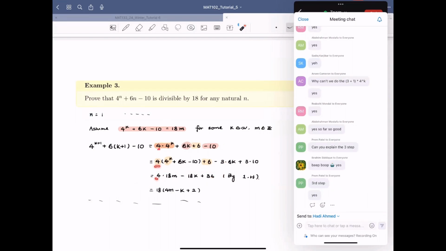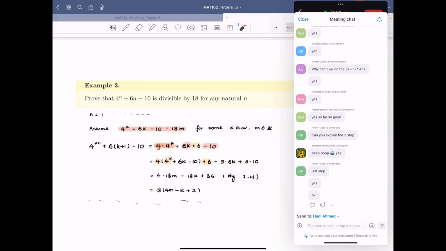Okay, so 4 is from here. Thus, we make the assumption that it's 18m. And then minus 18k from here. And then 30 plus 6 is 36. Yes, that's all I did. I merged some terms together. Any other question? Are you good? You're all good?